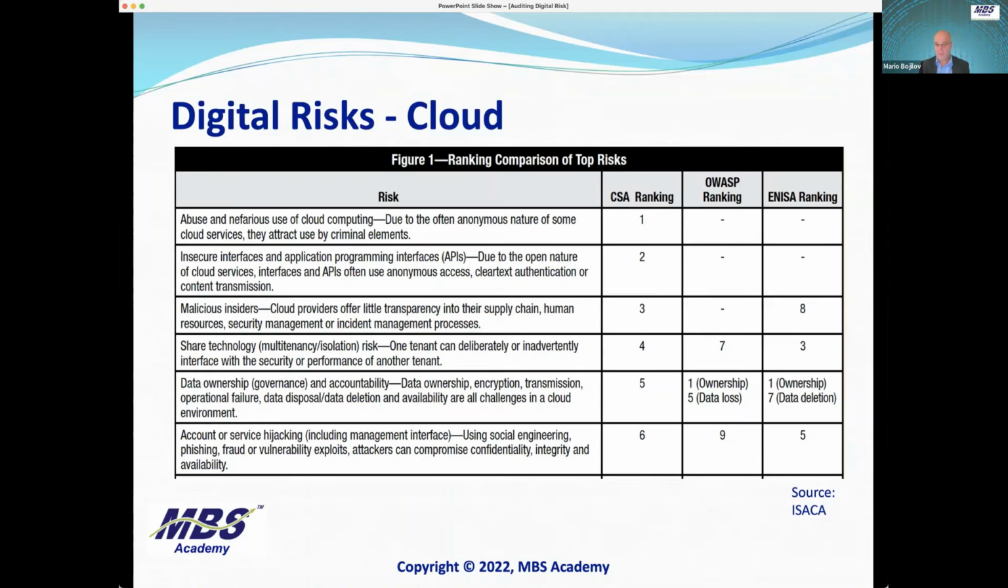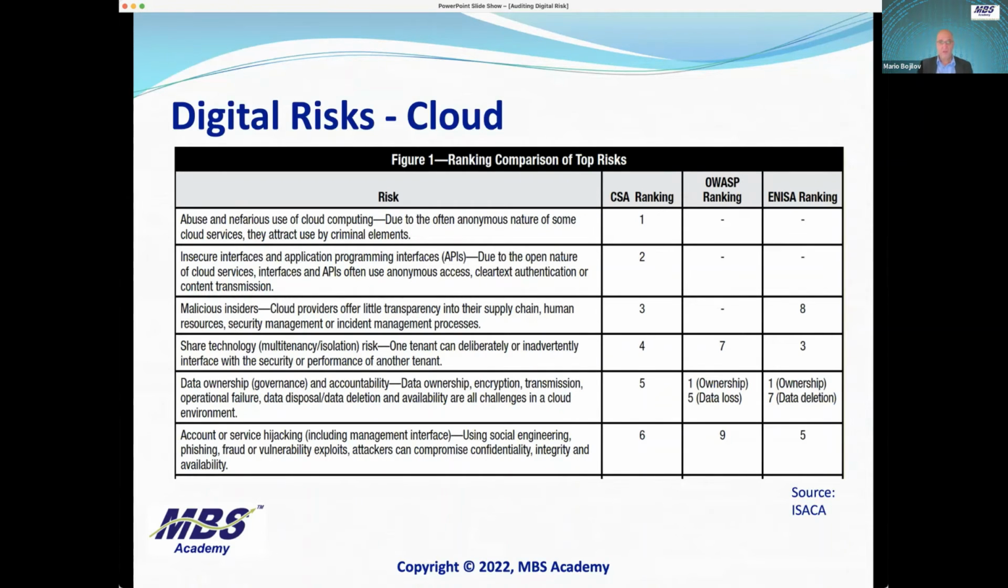Some of the other risks, as you can see here, now, cloud computing risk number one: due to the anonymous nature of some cloud services, they attract use by criminal elements. Yes, they do, simply because if you penetrate the defenses of a cloud provider, you get access not to one organization's data, you get access to multiple organizations' data. What's better? Efficiency in action for the hackers. They spent some effort and they got multiple organizations' data. So these are things that we need to keep in mind.